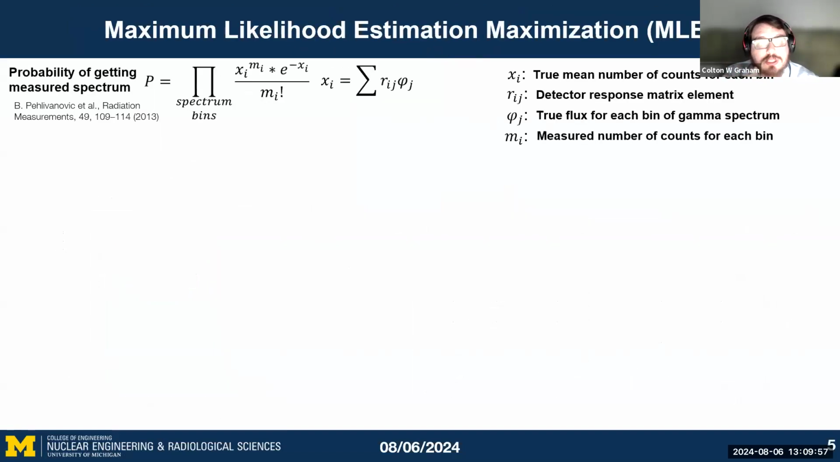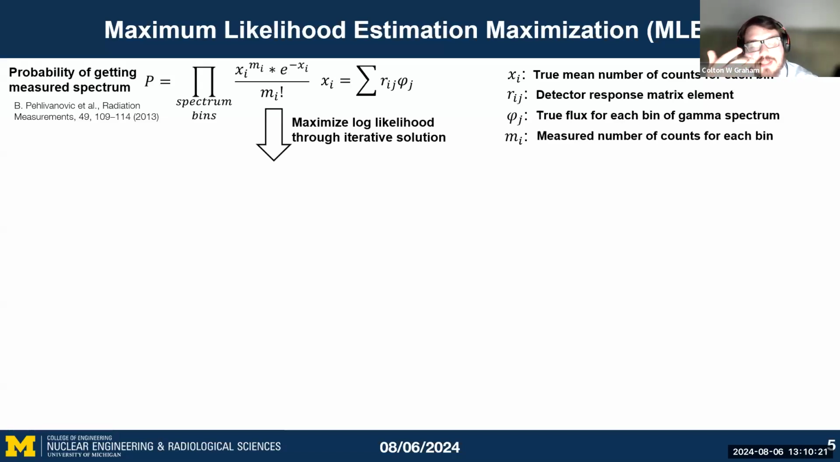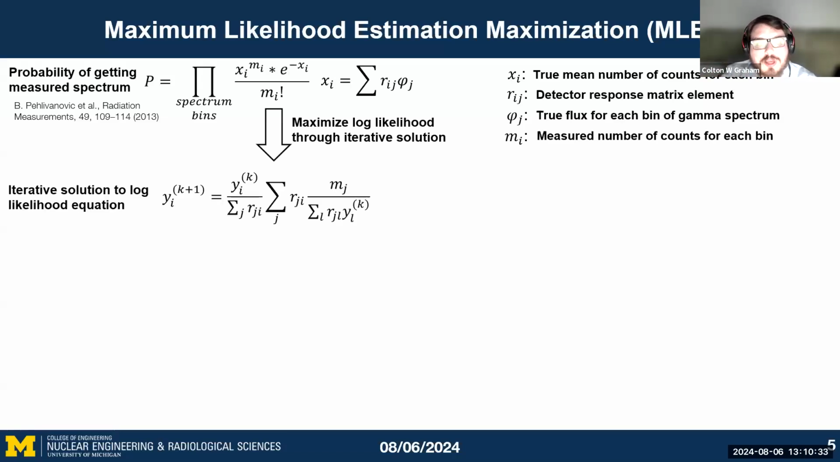A better idea is to use maximum likelihood expectation maximization, or MLEM. The idea being that one can calculate the probability of getting the light output spectrum that you measure based on the Poisson distribution for each individual bin of your measured light output spectrum, given some true gamma ray spectrum, and then one can define a log likelihood based on this, and then maximize that log likelihood by iteratively solving for the true gamma ray spectrum, which would most probably give you the light output spectrum that you measure, which when doing so yields this equation for the iterative solution to this MLEM algorithm.